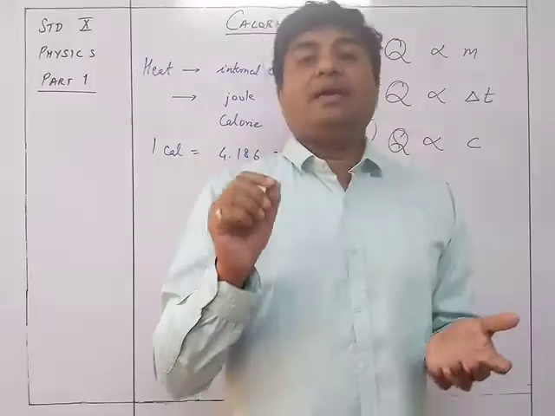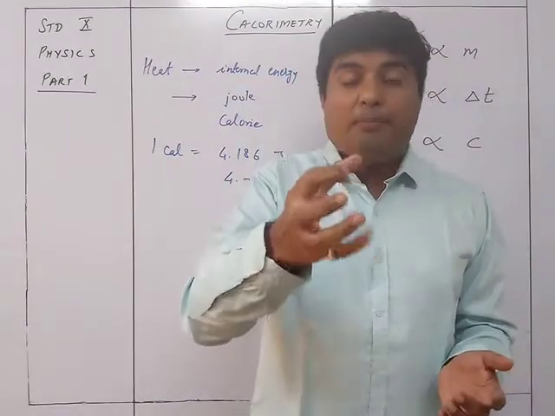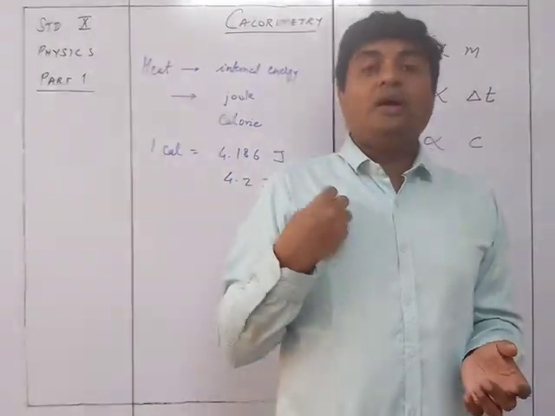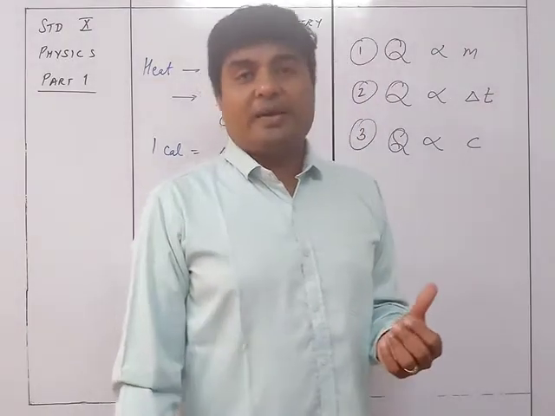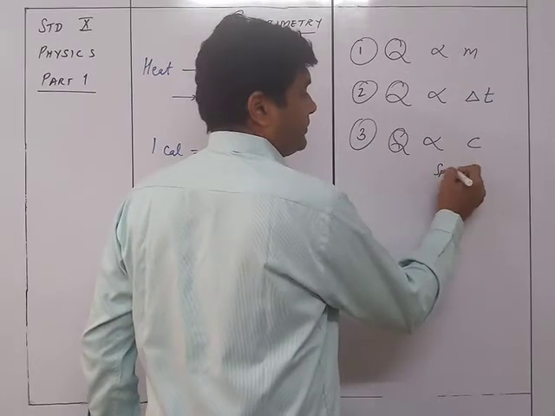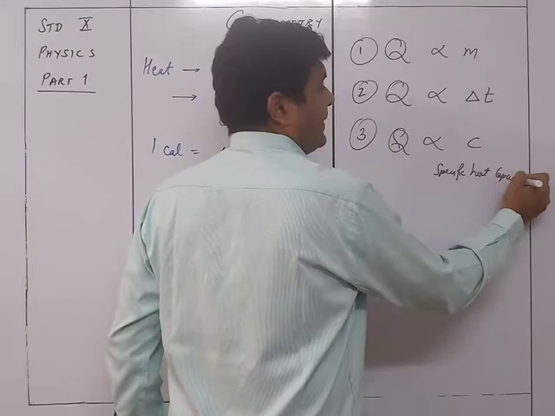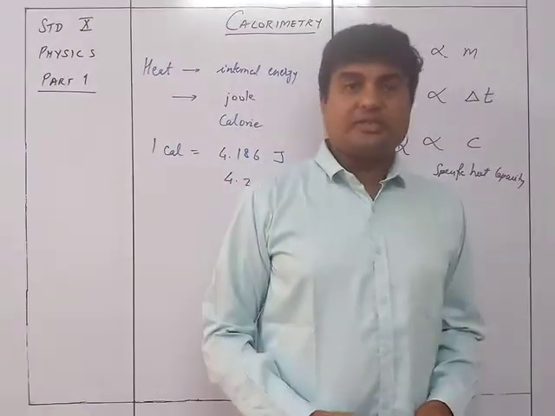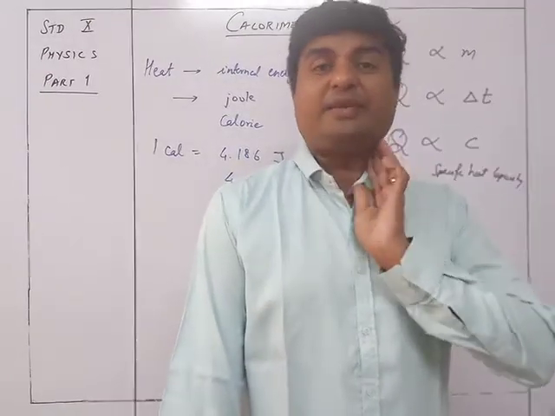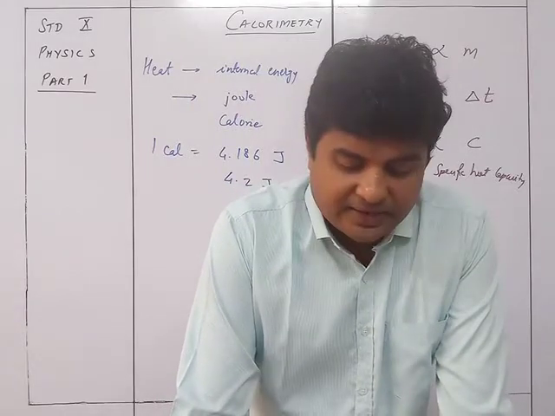This is because it is the inherent property of the material to absorb more heat to raise its temperature by 1 degree Celsius. So that particular inherent property of the material is called C, which is called specific heat capacity. So depending upon the specific heat capacity of the substance, the amount of heat required will be more or less. If the specific heat capacity is more, the heat required is more. If the specific heat capacity of the substance is less, the heat required will be less.